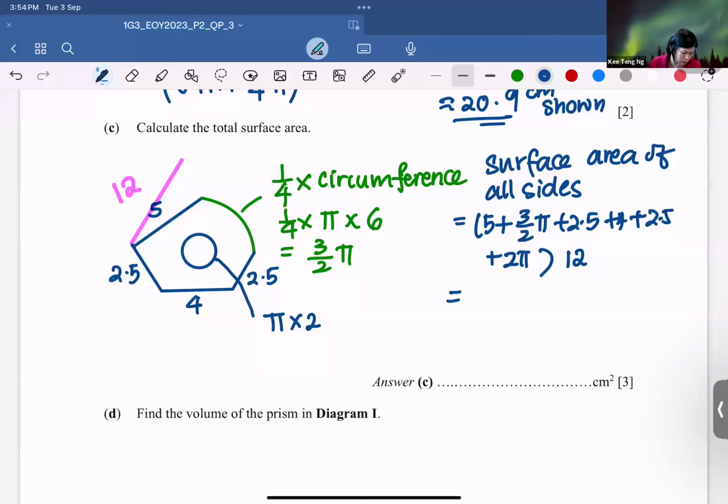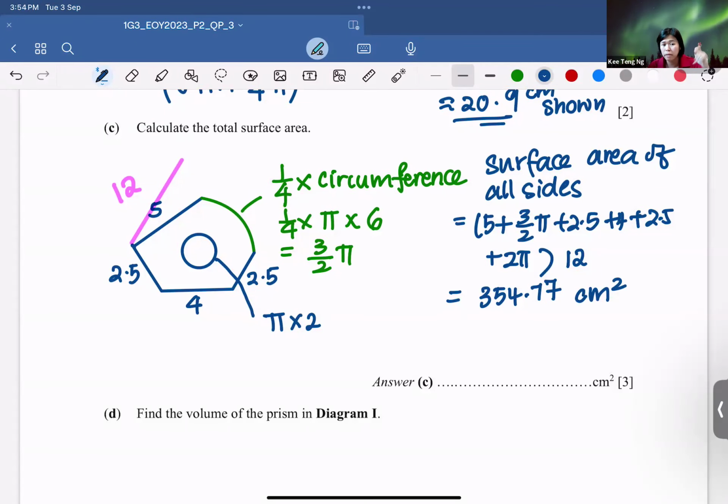Let me key in all these numbers. 2.5 plus 4 plus 2.5 plus the circle in the middle. Everything times 12. So I get 354.767977 cm squared. This is only all the different sides and the circle inside.